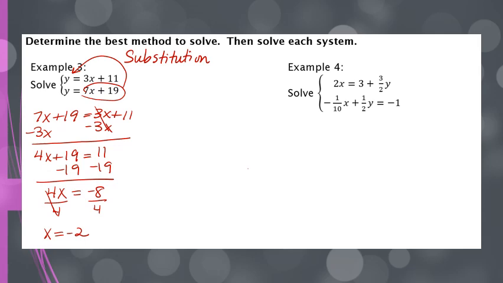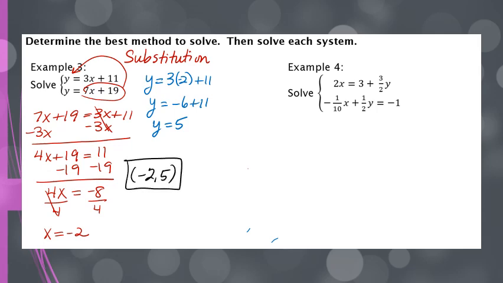And then the next thing I'm going to do is plug that back in so that I can figure out what my y value is. Now I need to plug this back into, it doesn't matter which one, I'll plug it back into the top equation. So I'm going to say y equals 3x, which is negative 2, plus 11. So I would have y equals negative 6 plus 11, which is 5. So the final answer is the ordered pair negative 2, comma 5.